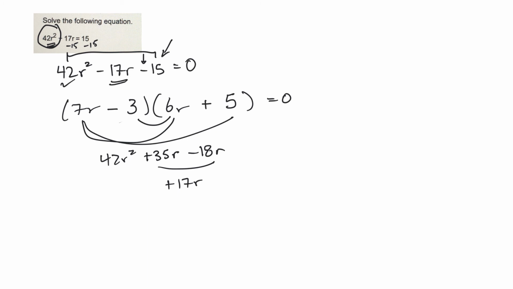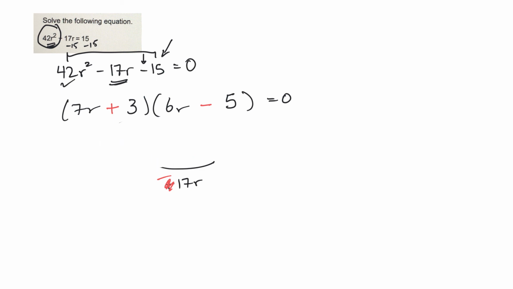I look up here, and it's a negative 17r. The number's right, but the sign's wrong. So all I have to do is go in and change these two signs. So this one I'm going to make positive, and this one negative. So then that would give me a negative 35r and a positive 18r. Together that gives a negative 17r. That's my answer right there. Well, not my answer, but so far I've factored it correctly.